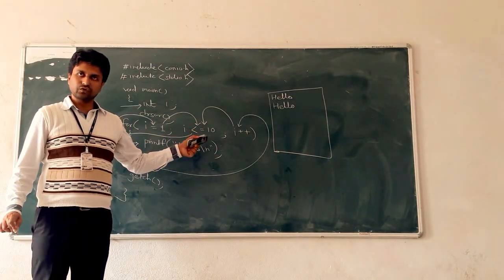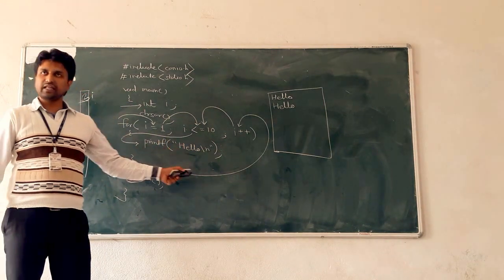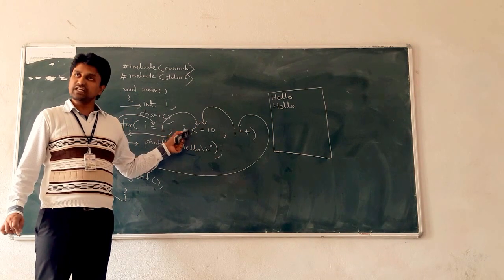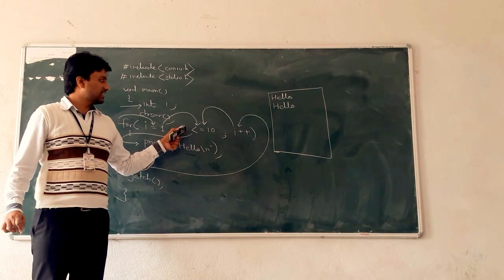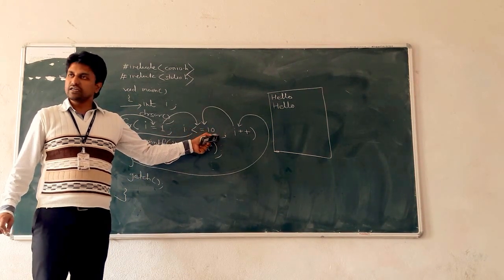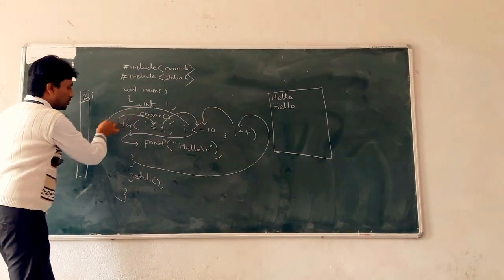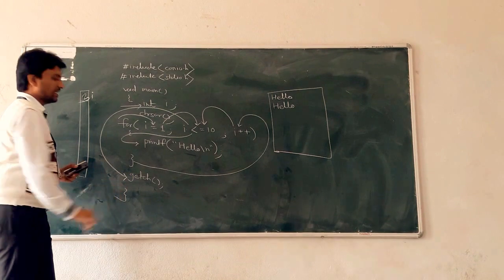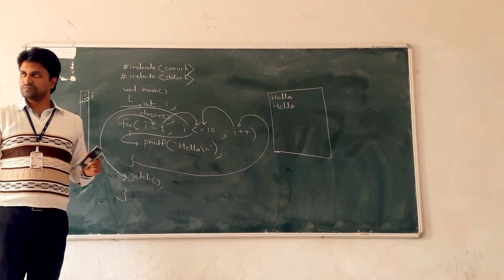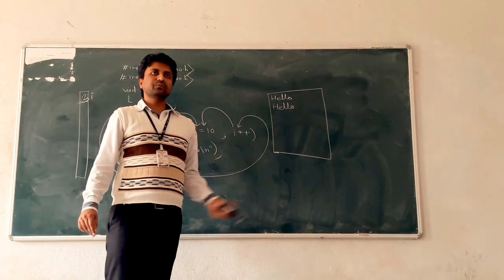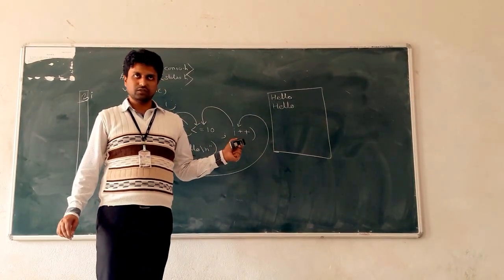Condition true. Again hello. Likewise, when I plus plus, that is, the value of I becomes 11, at that time 11 less than or equal to 10, condition false. And the cursor goes out of the for loop, that is, to the next line of the for loop. Clear? So get it, at this time 10 times hello gets printed on the console.